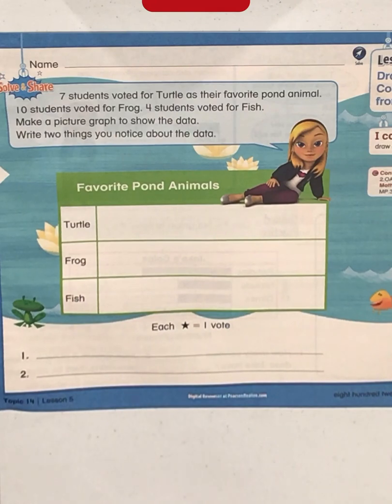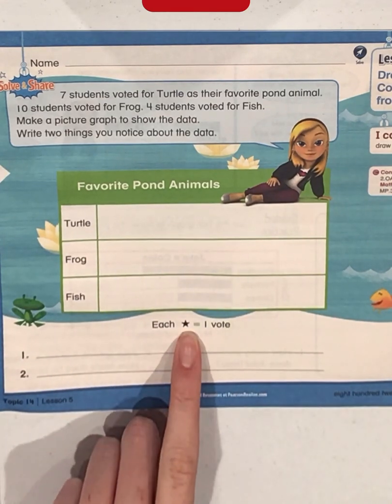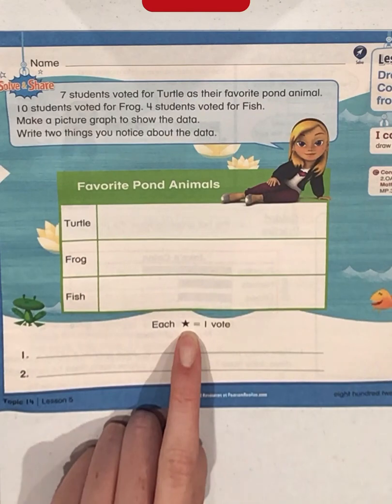10 students voted for frog. 4 students voted for fish. Make a picture graph to show the data. Write 2 things you notice about the data. So the first thing we need to do is make our picture graph. So remember, a picture graph is going to use a symbol to represent our data. Down here in the key, it tells us we're using a star to represent each vote.